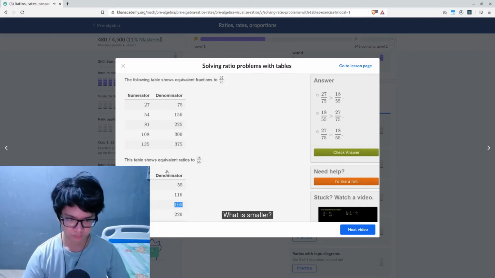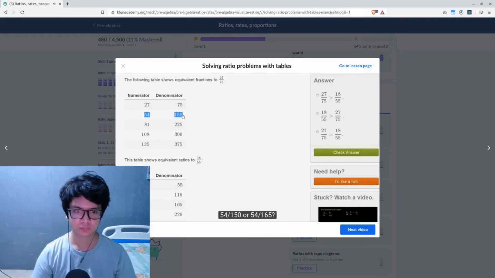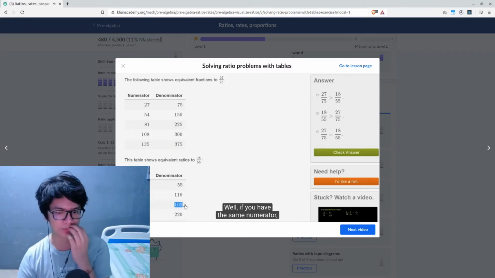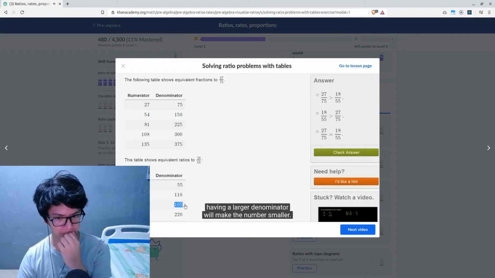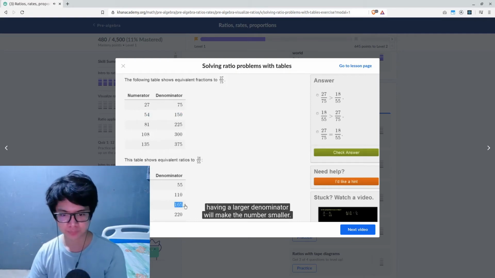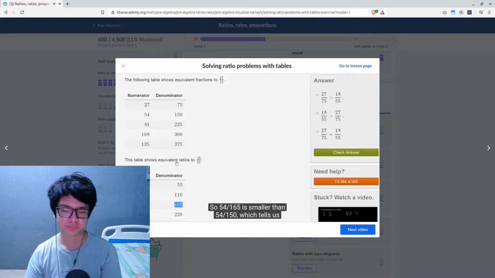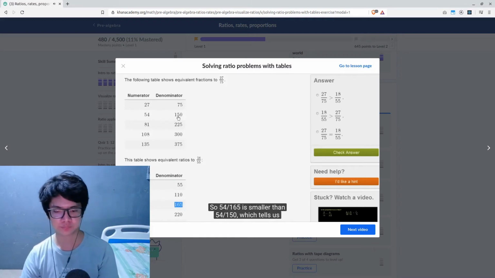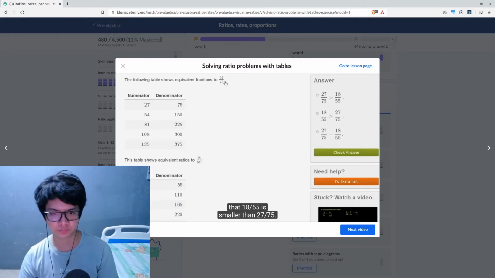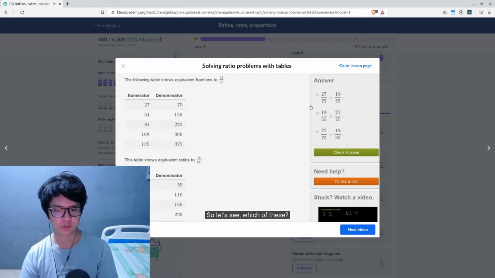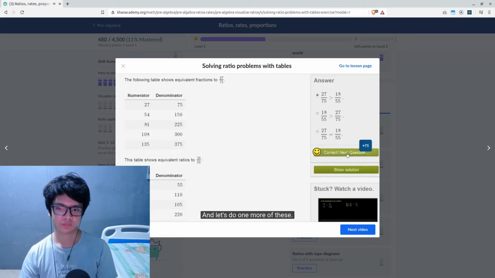What is smaller, 54 over 150 or 54 over 165? Well, if you have the same numerator, having a larger denominator will make the number smaller. So 54 over 165 is smaller than 54 over 150, which tells us that 18 over 55 is smaller than 27 over 75. So this is saying that 27 over 75 is greater than 18/55, and that is absolutely right. Let's do one more of these.